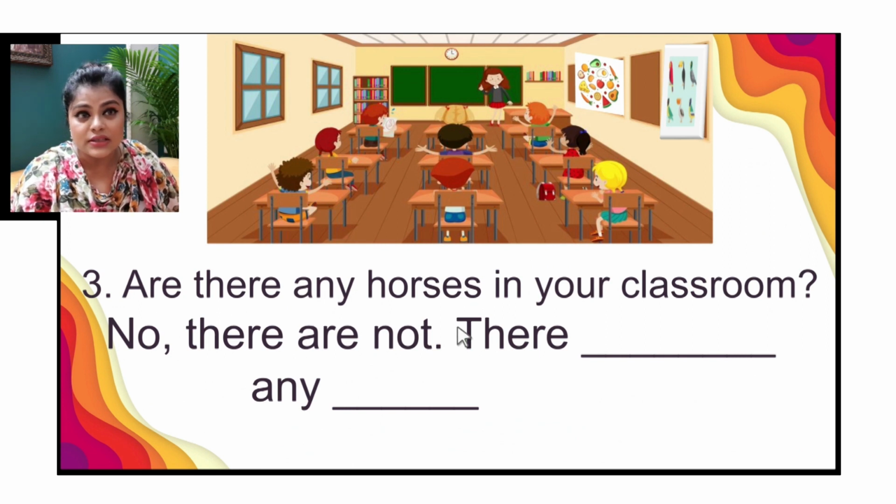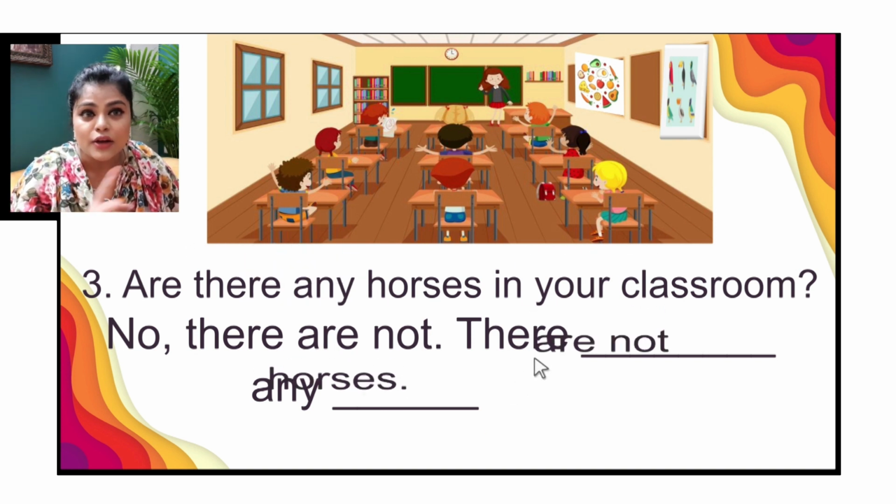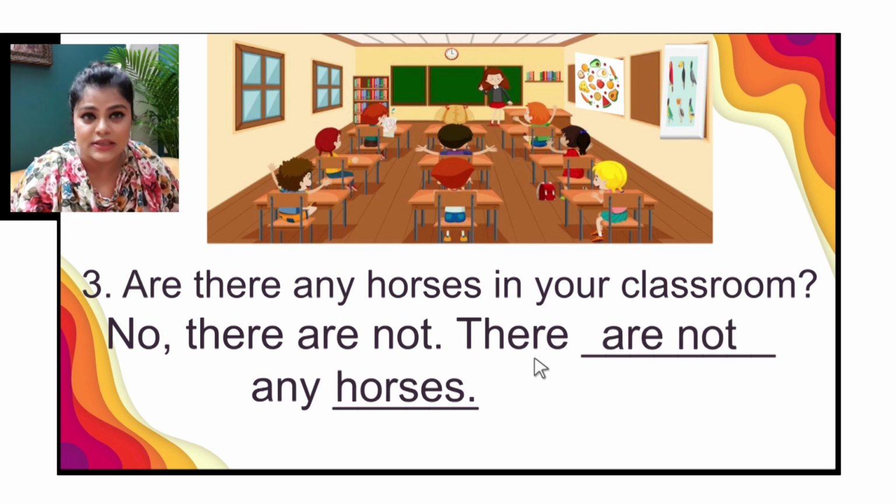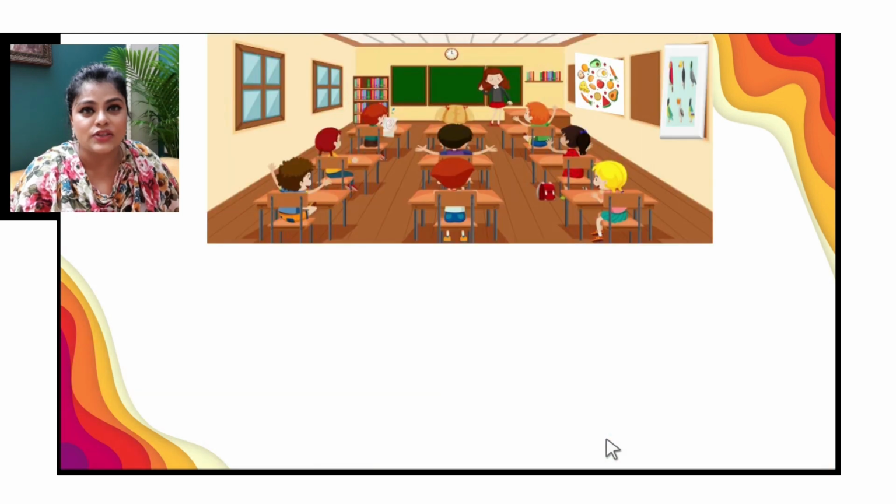The next question here. Are there any horses in your classroom? See the classroom here. Can you see any horses here? No. Very good. No, there are not. There are not any horses. When we're talking about a negative sentence, we will use the word any here. Very good.